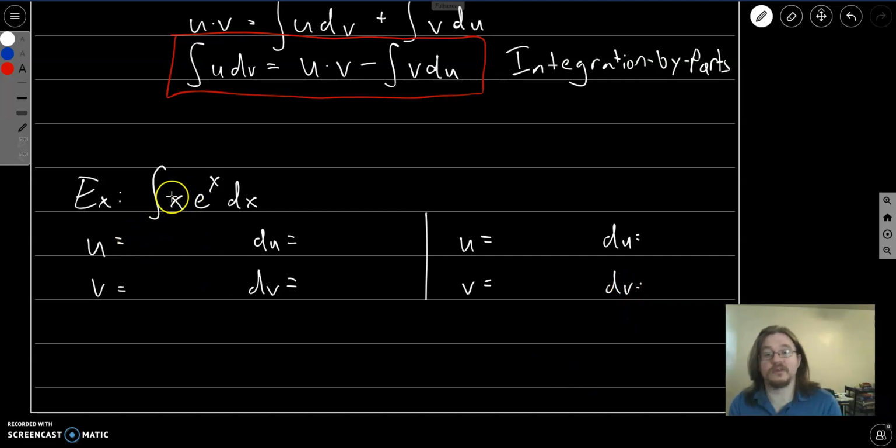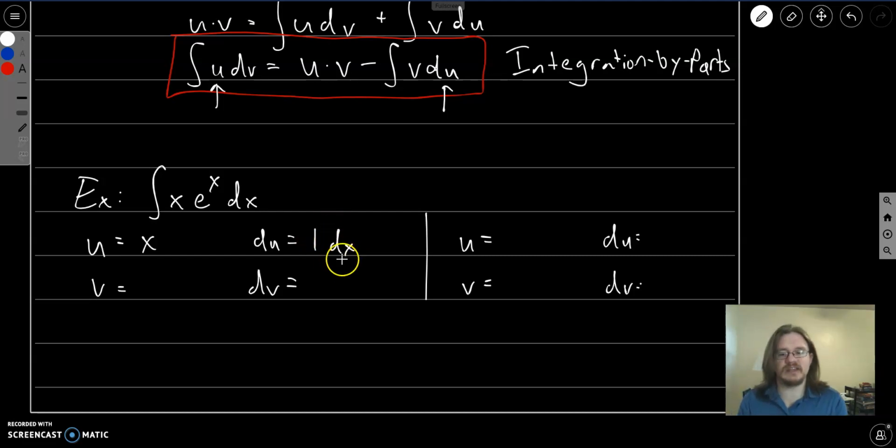So for this first one, the trick here, and I'll just mention this trick first, is that u is going to be the one that turns into its derivative in the second integral. So for instance, if I had x as u, when I take the derivative of x, I just get 1. And this will turn into a 1.